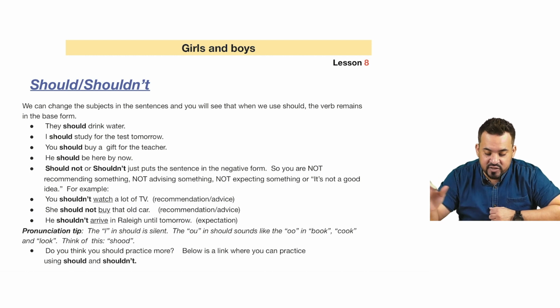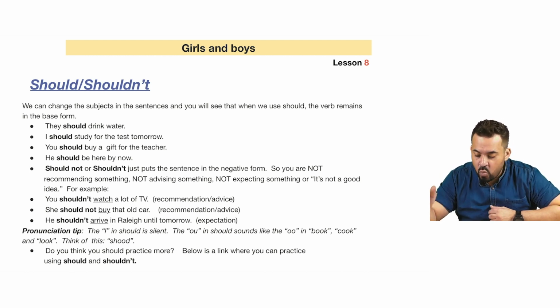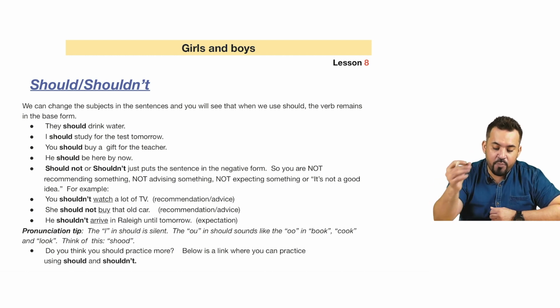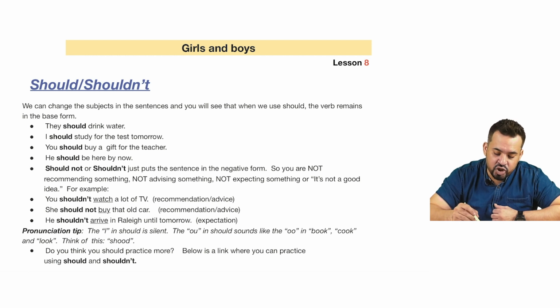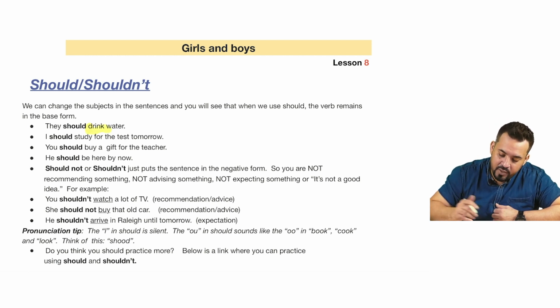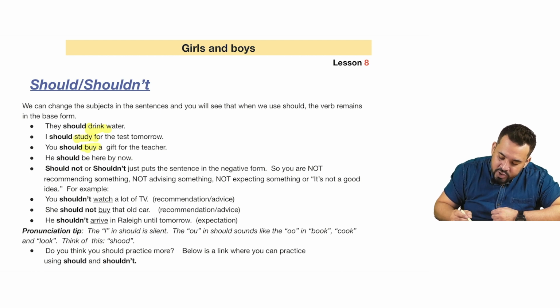Again, we can change the subject in the sentence, and you'll see that when we use should, the verb remains in the base form because this is the case with all modals, right? Shall, should, can, could, will, would. With all those, we use the base form of the verb. They should drink water. I should study. You should buy. He should be here.